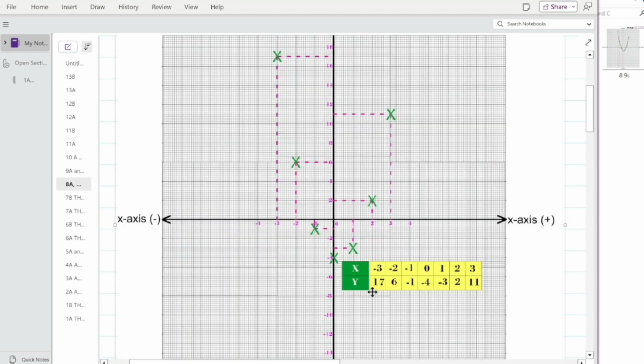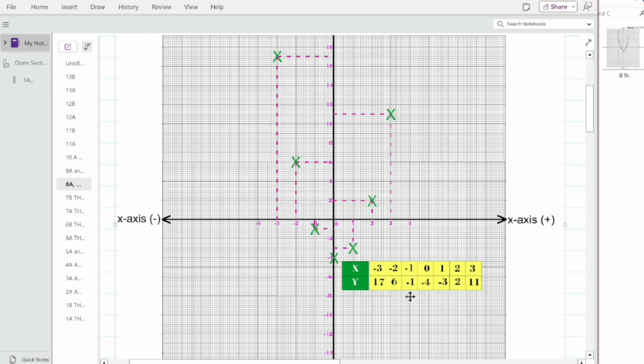So here are our points. When x is minus 3, y is 17. This is minus 3 on the x, and we'll go 17 on the y positive axis. This is it. Second point is when x is minus 2, y is 6. When x is minus 2, still on positive y, we have it as 6. So we'll make the mark there.